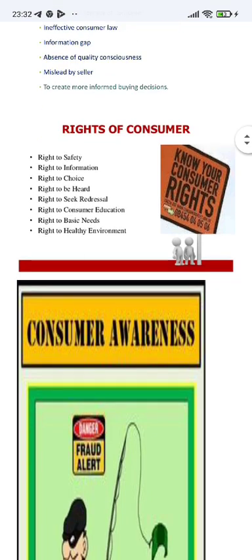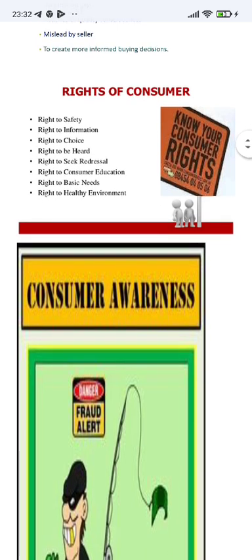Further, coming on to the rights of consumers, what are the rights available to a consumer? Right to safety, right to information, right to choose the product of their own choice, right to be heard, right to seek redressal as compensation from the court, right to consumer education, right to basic needs, and right to a healthy environment.